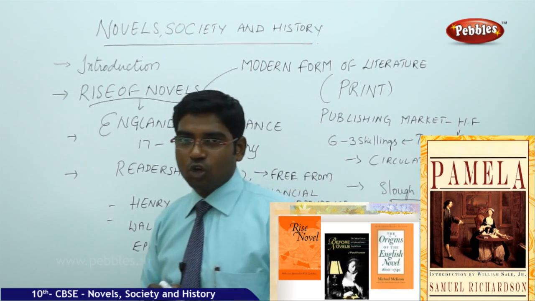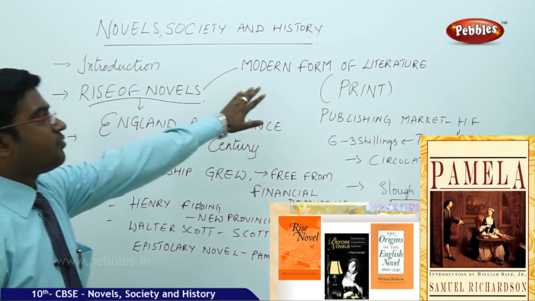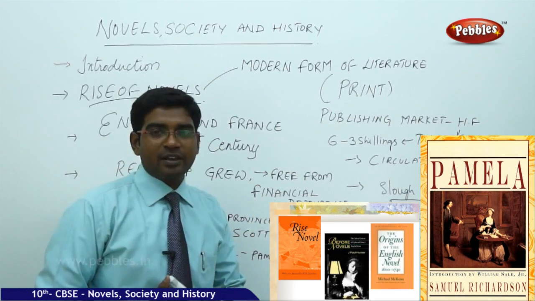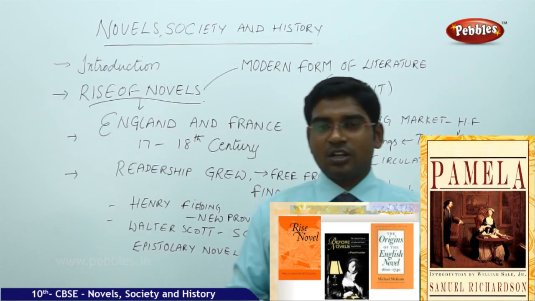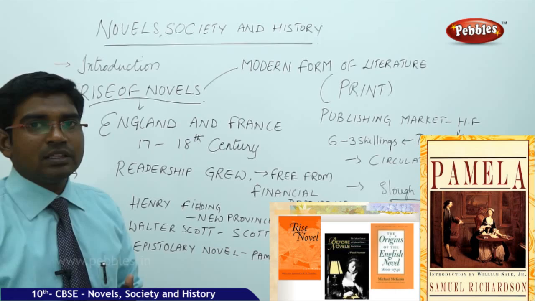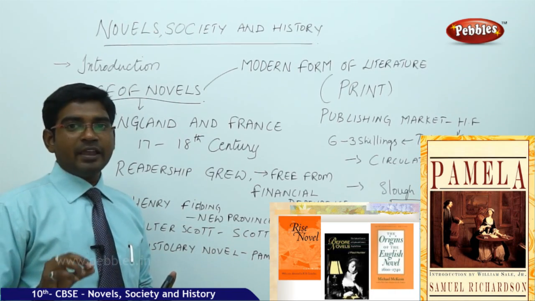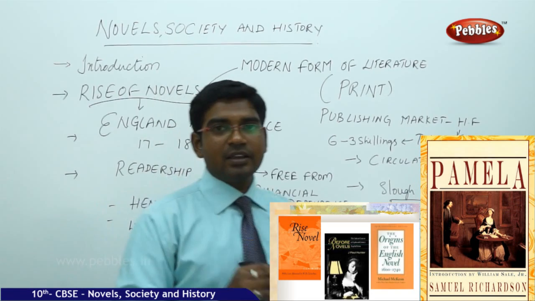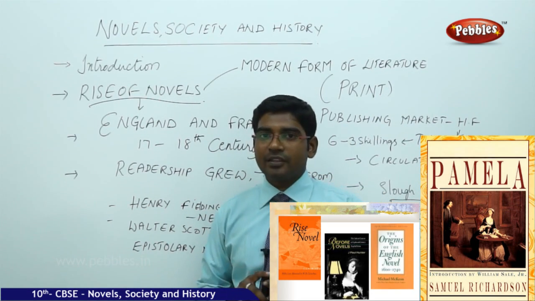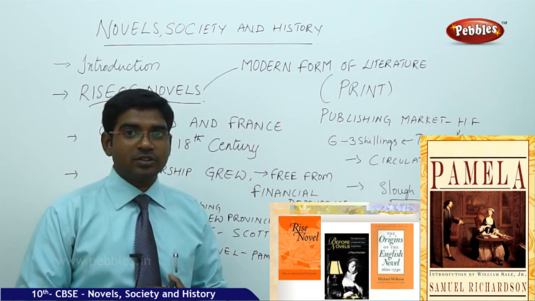The rise of novels. Novels are the modern form of literature. In the old form of literature, we can remember the Manu Dharma Shastra or manuscripts. The manuscripts are written on sheets of leaves which are very thick and very fragile. They are delicate and it is problematic to carry them from one place to another, and to preserve and take care of them is also a costly affair.